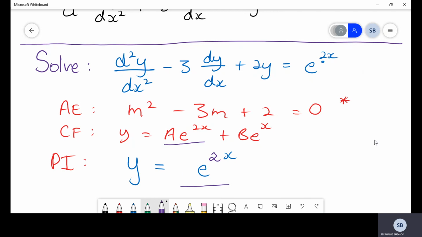So a particular integral for this question would be lambda x e to the 2x. Take note, this is only done in cases where we have the exact same particular integral being present in our complementary function, and that is something we cannot have. So using our newly readjusted particular integral, we are going to continue with our process of differentiating.